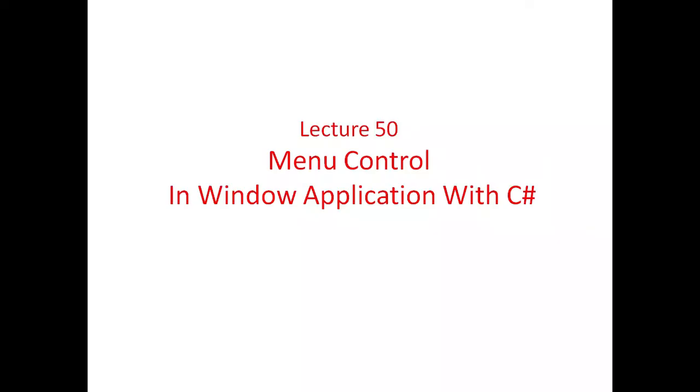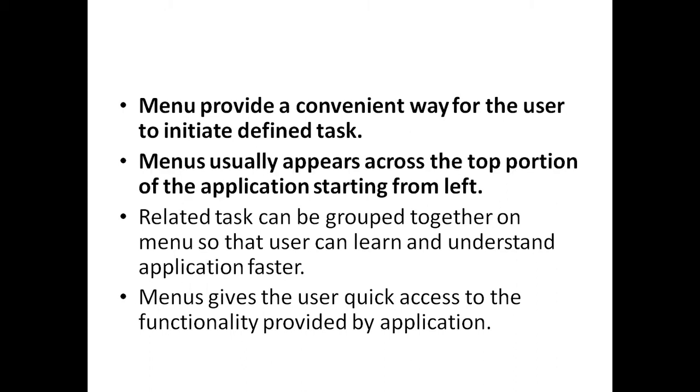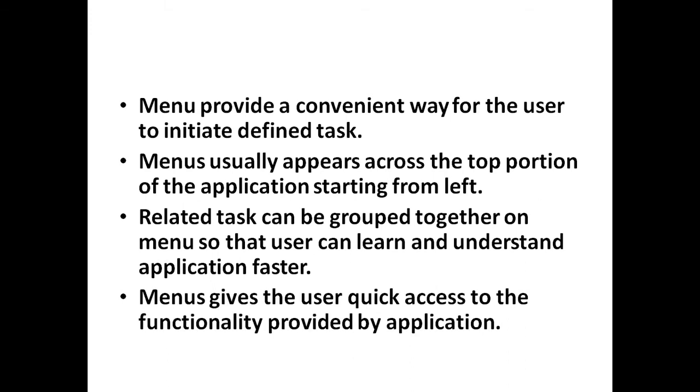Here we will see menu control in Windows application. Menu provides a convenient way for the user to initiate defined tasks. Usually it appears across the top portion of the application starting from left. In menu, related tasks can be grouped together so that user can learn and understand the application faster. Menu gives the user quick access to functionality provided by the application.